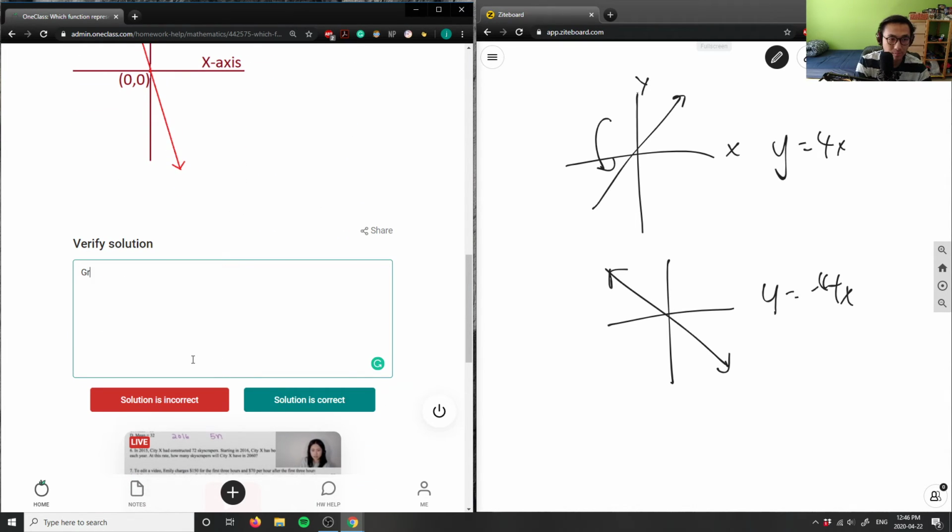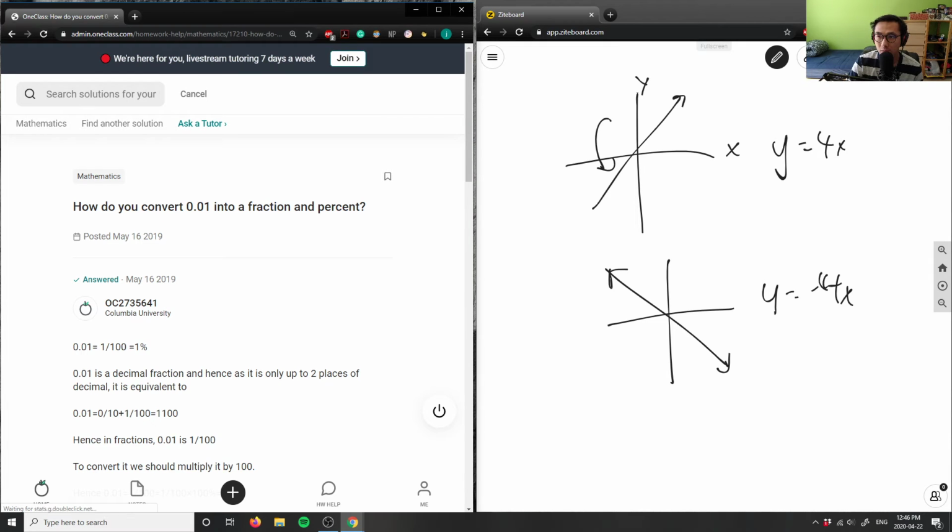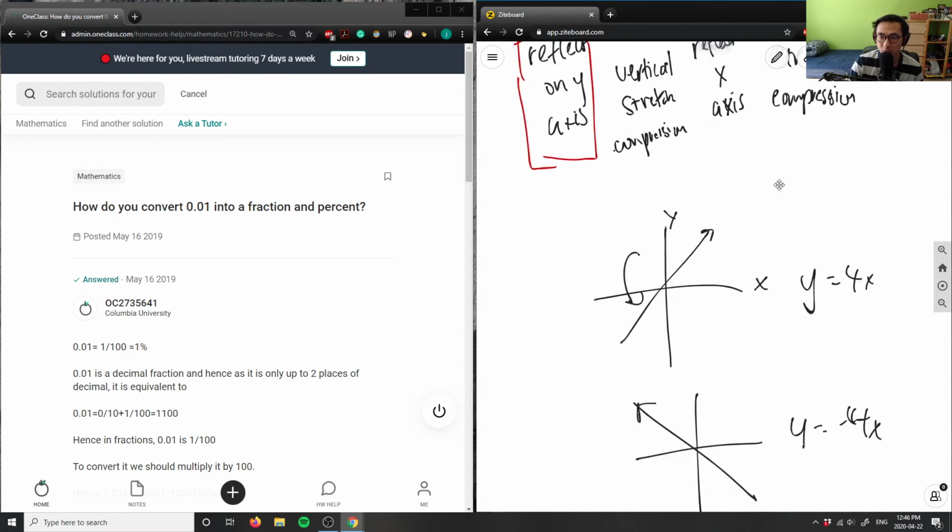So great solution and analysis. I like how they use the graph to support their answer here. So this solution here is correct. That's question 1.